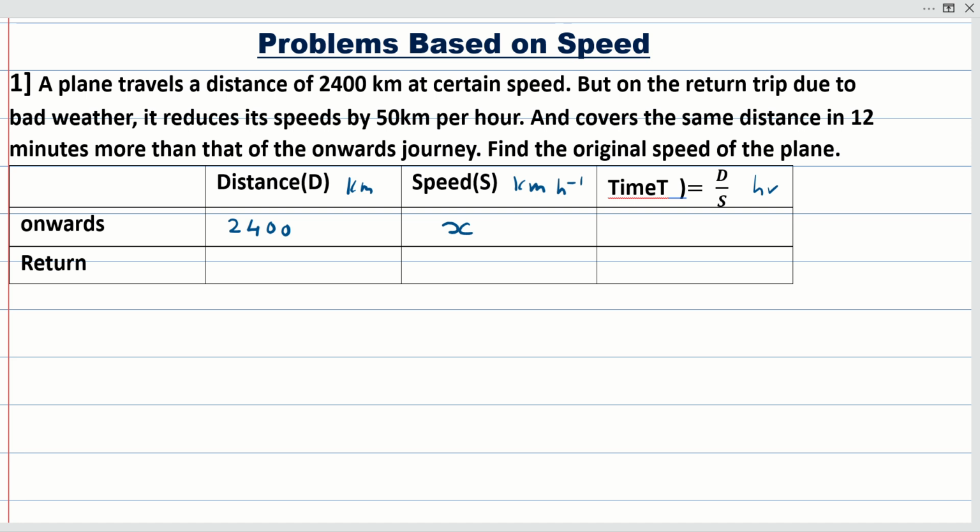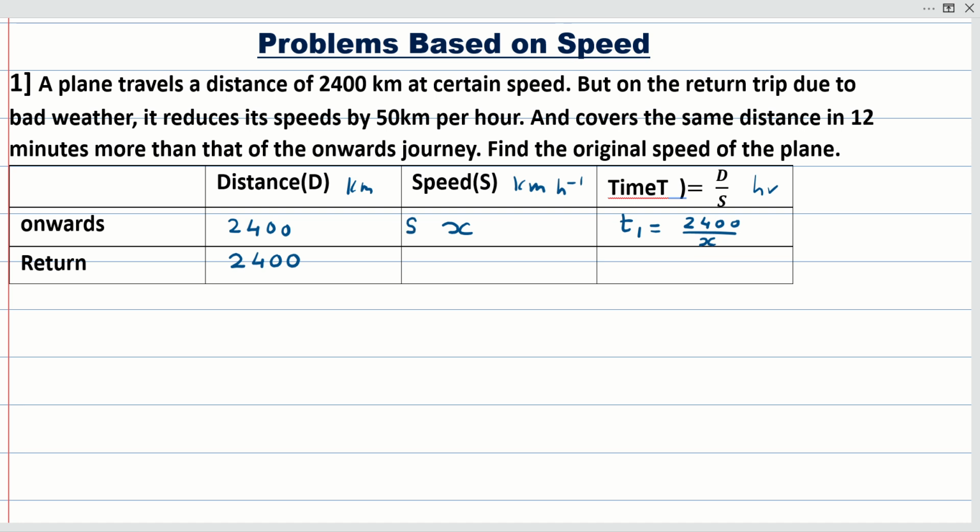As we know, time can be expressed as distance upon speed. So here we will take the onward journey as t1, which is 2400 upon x. As we read the further condition, on the return trip due to bad weather, it reduces its speed by 50 km per hour. So on the return journey, again the distance is 2400 km, and because of the bad weather there is a change, the speed is reduced.